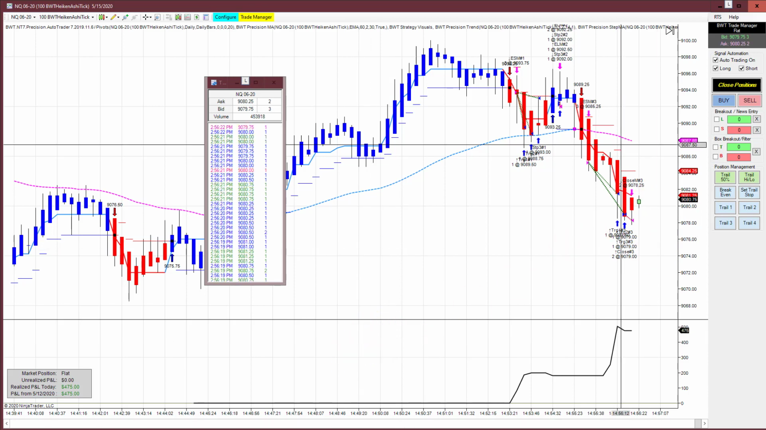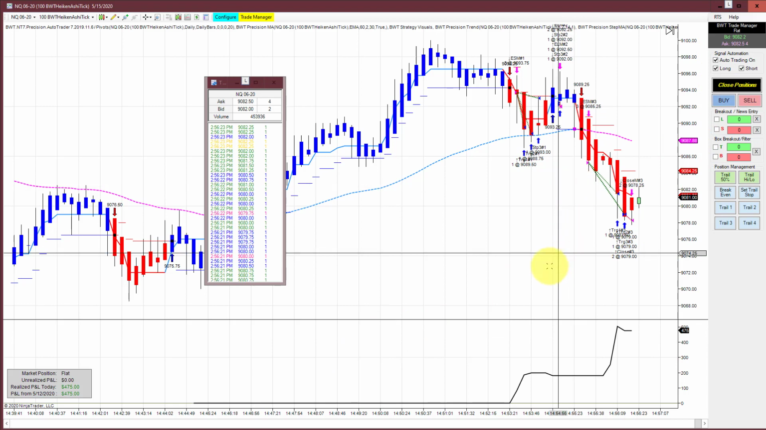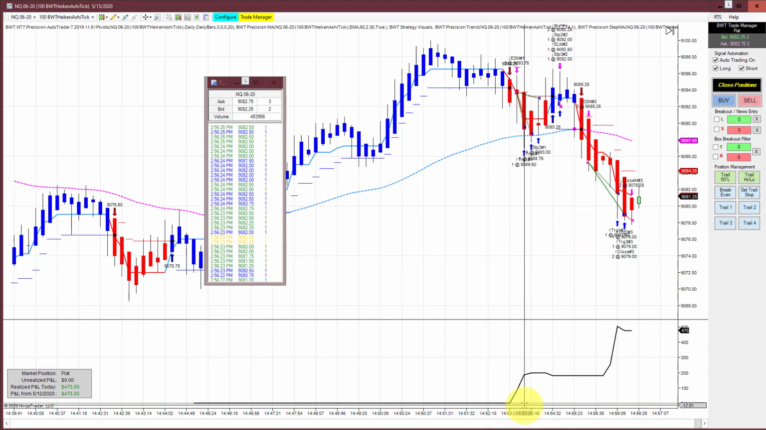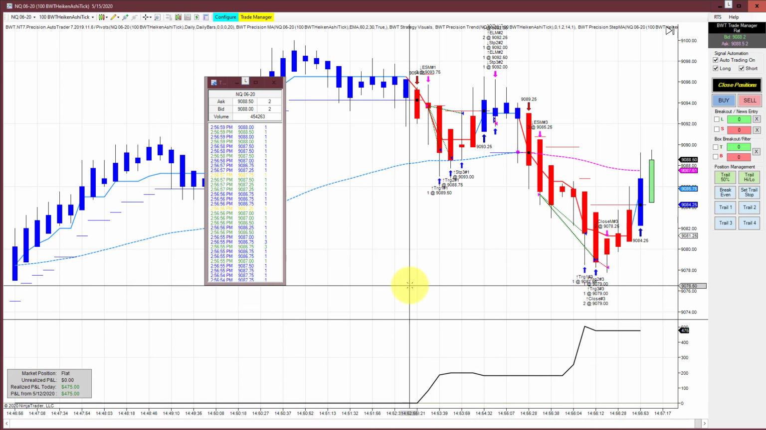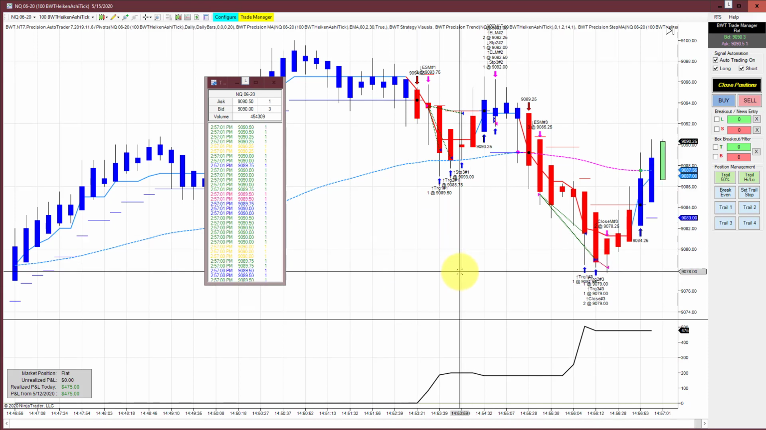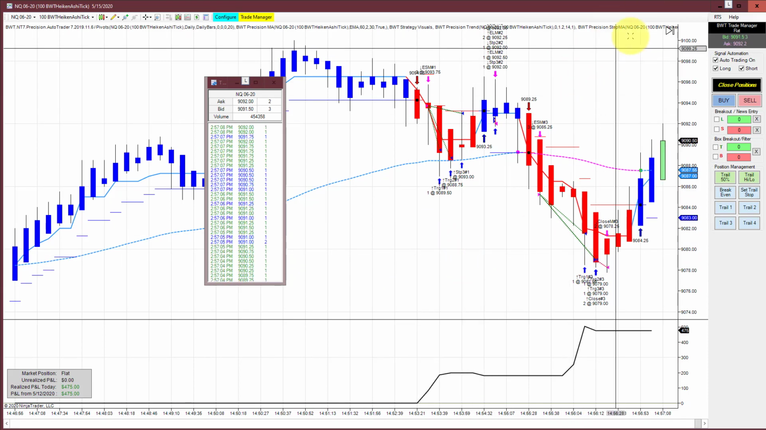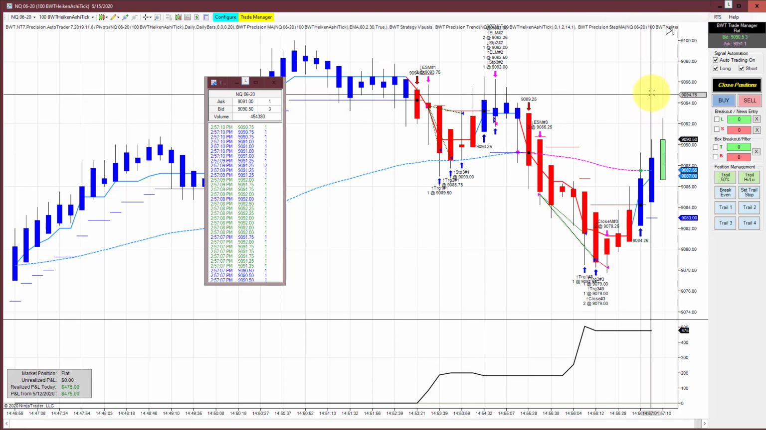Okay, I think that's good enough for hitting our goal. That's 3 tries. Yeah, I think that's it. I think it hit its goal. So, pretty impressive on the scalper.